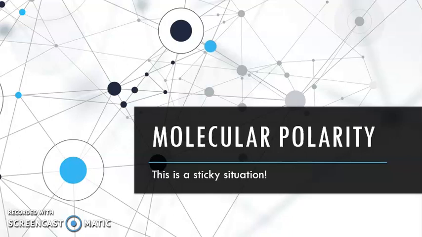Now that we know a little bit more about the overall shape of a molecule, it's time to consider the overall polarity of a molecule. Polarity simply means that something will have two poles, a positive end and a negative end. And we've already talked about this with singular bonds.